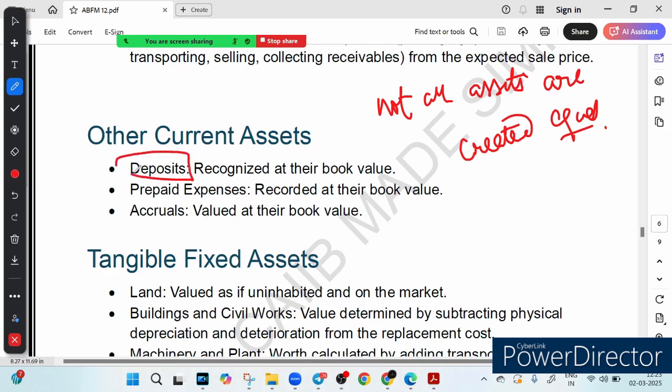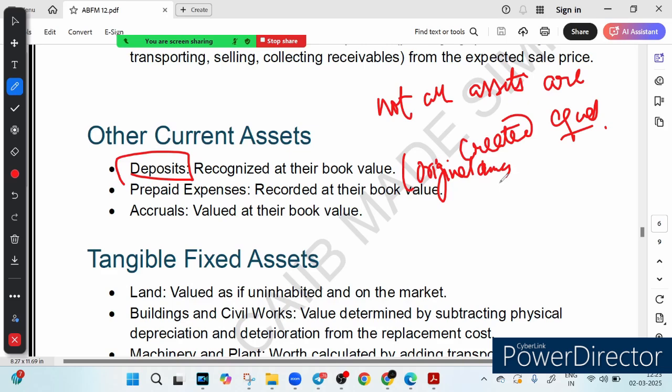The first is the deposit. Deposits, just like your fixed deposit in the bank, are recorded at their book value, which is the original amount. So either we call it book value or we call it the original amount, right? That is called deposits. The next we have prepaid expense.